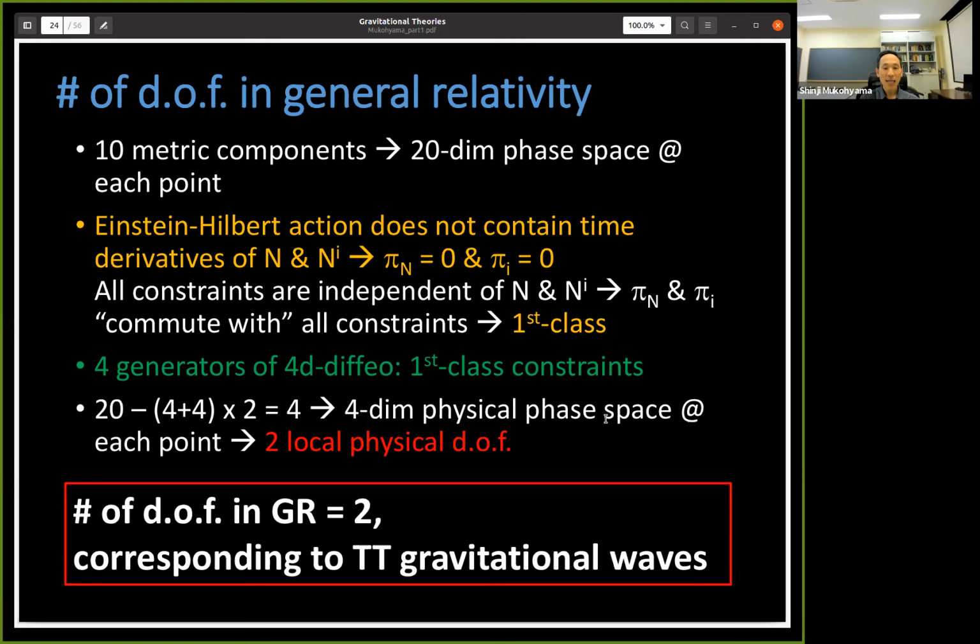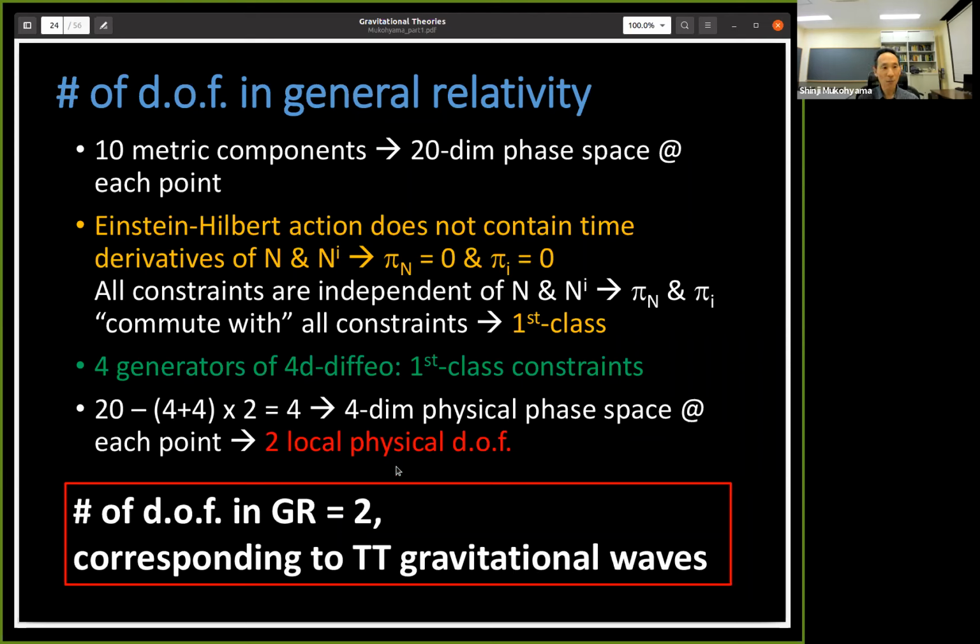Okay, and when we go to the phase space, we multiply by 2. So when we go back, we need to divide this by 2. We end up with 2 local physical degrees of freedom. So the number of degrees of freedom in general relativity is 2. This corresponds to transverse traceless gravitational waves.